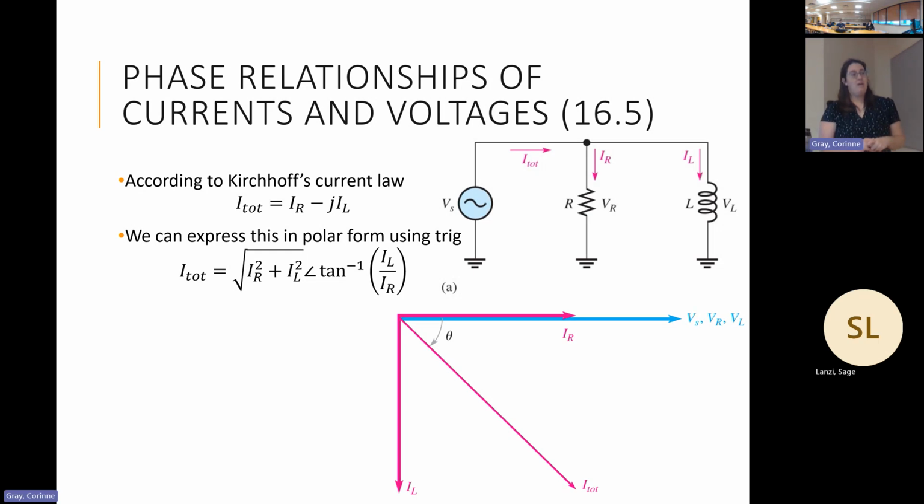So here in the pinkish color, along our real axis, we have the resistor value, and in the negative imaginary direction, we have the inductor current. So the current through the inductor, according to this and with the equation, lags the voltage in the resistor current by 90 degrees. That is why it is negative.